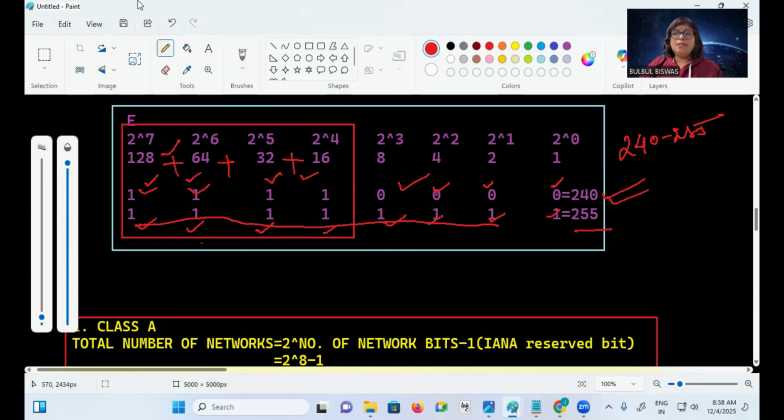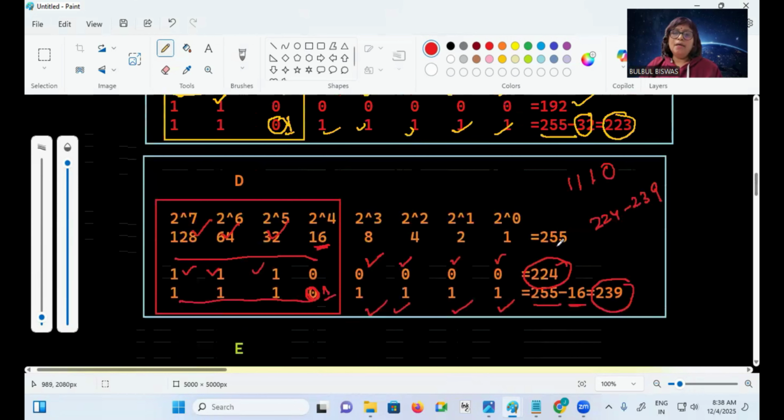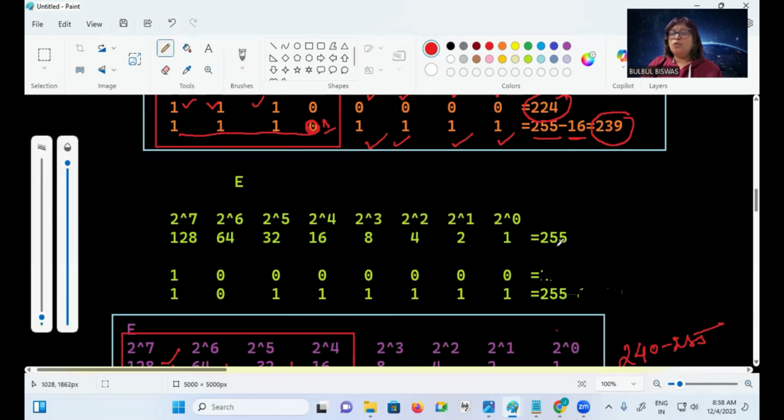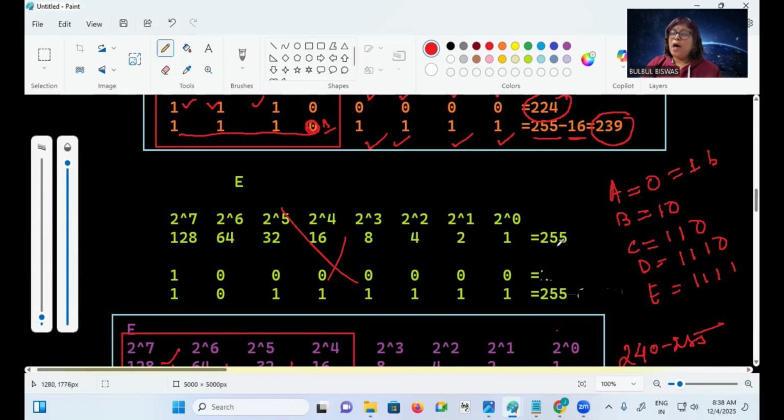Okay, everyone. I think you all understood the IANA reserved bits. In conclusion, for class A, it is reserved as 0. Class B, it is reserved as 10. Class C, reserved as 110. For class D, it is reserved as 1110. And for E, it is reserved as 1111. That means this is 1 bit, this is 2 bits, this is 3 bits, this is 4 bits, and this is also 4 bits.